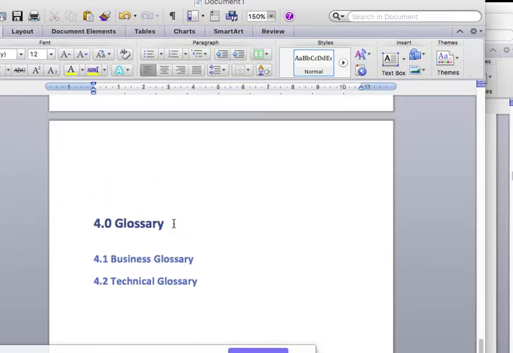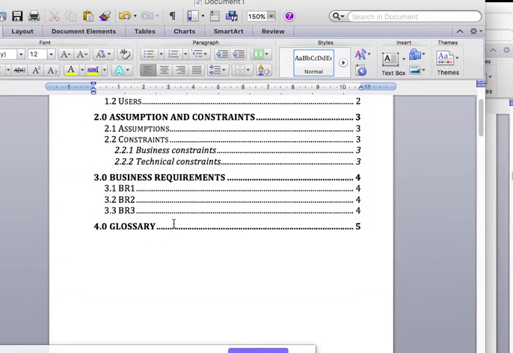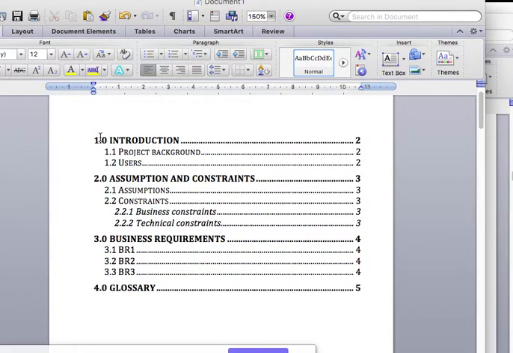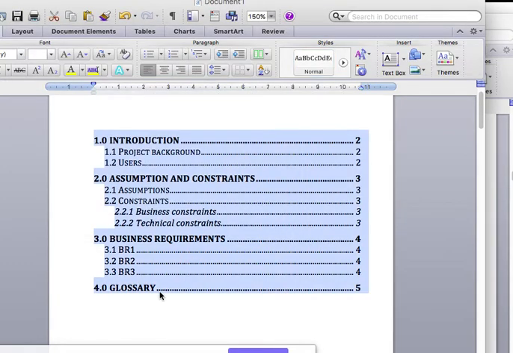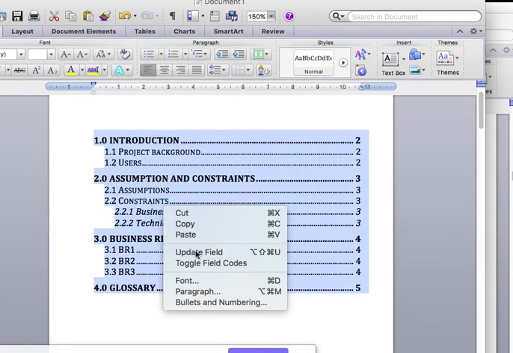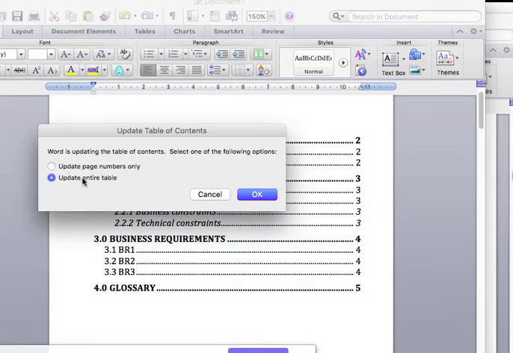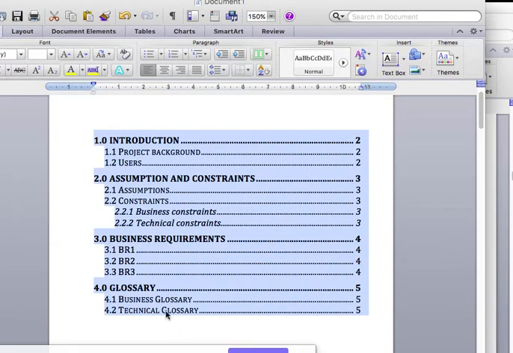In such cases, if you just update the page numbers, this will not work. For example, now we just update the field, and you see that only the page numbers are updated, right? But if you update the entire table, then you will see these two are added: business glossary, technical glossary. So that's the reason you always update the entire table. This is how you insert the table of contents.